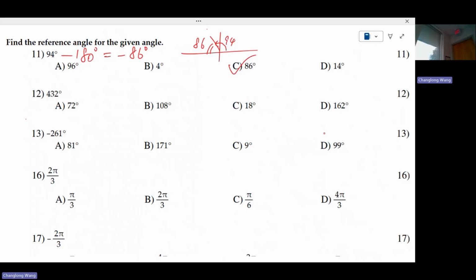But now we have something we have to deal with first. The angle is not just big, like bigger than 90. It's a bit too big. It's bigger than 360.